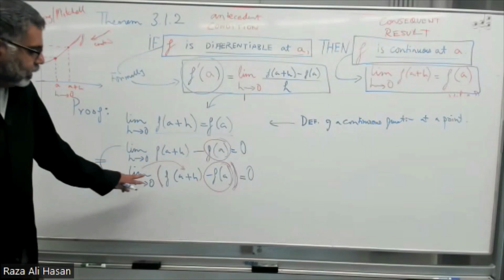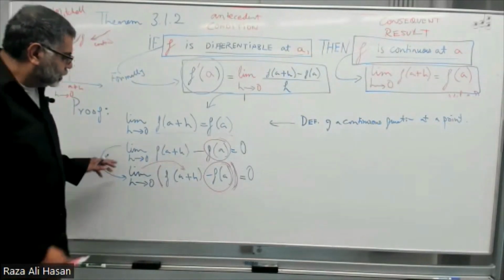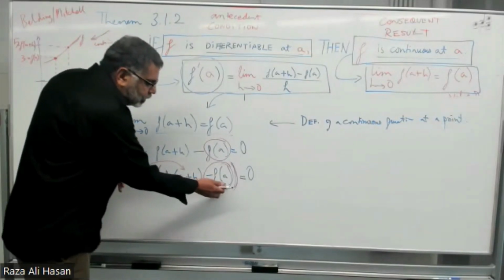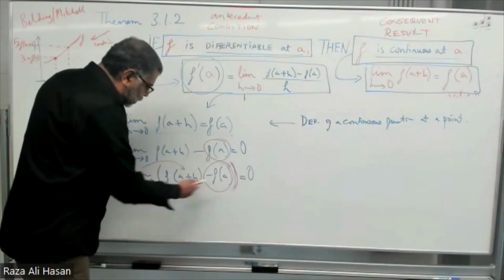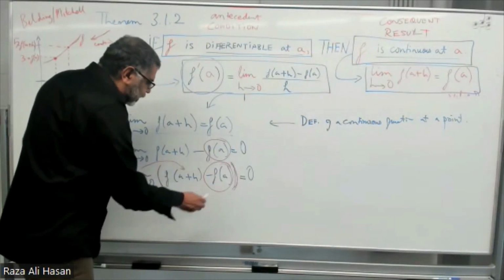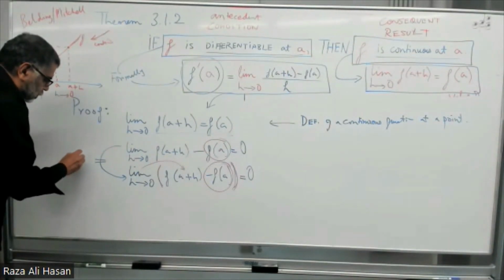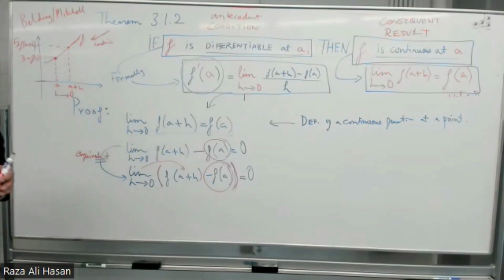Since this one has h, applying the limit changes it. This one doesn't have h. If you apply it to this term, nothing changes. Therefore, these two are identical. They are equivalent. So we are good, right?